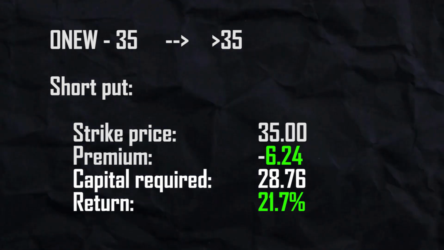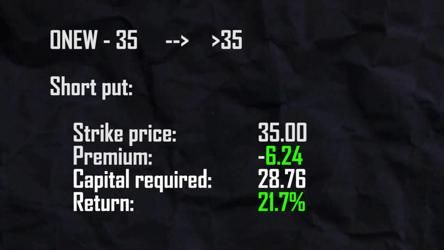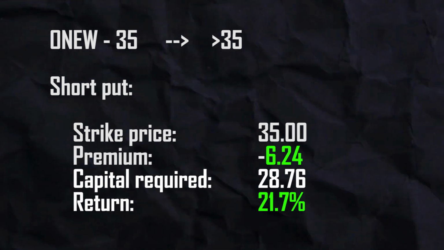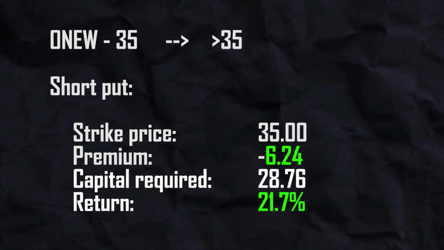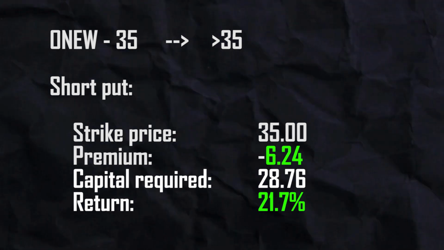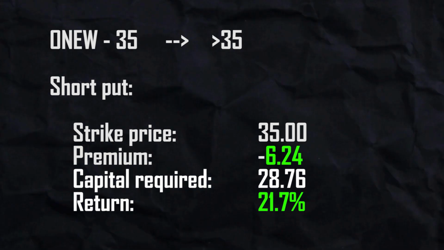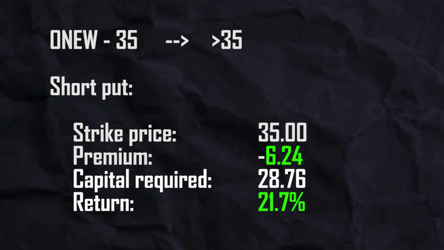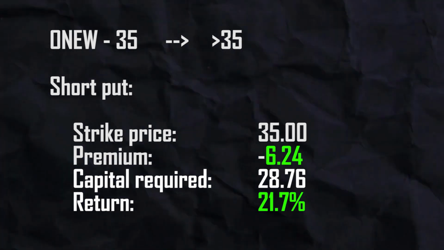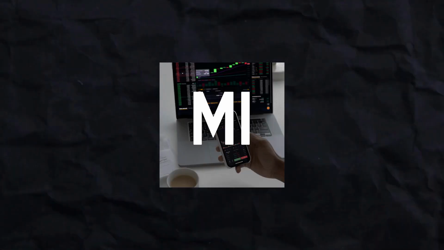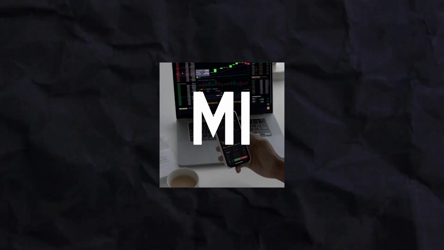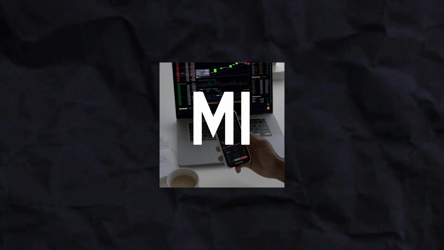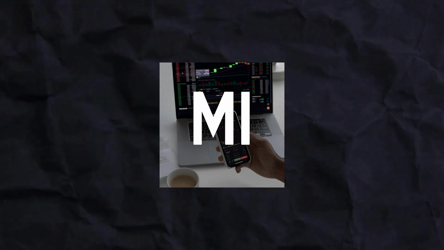Because I only need to set aside capital in the amount of the strike price of the option, less the premium I received, so roughly $28 per share, I would still be able to achieve a satisfactory return of roughly 22% until April, so the expiration date of this option. So I will either acquire the shares I want to acquire at a hefty discount, or I will be able to still achieve satisfactory returns.